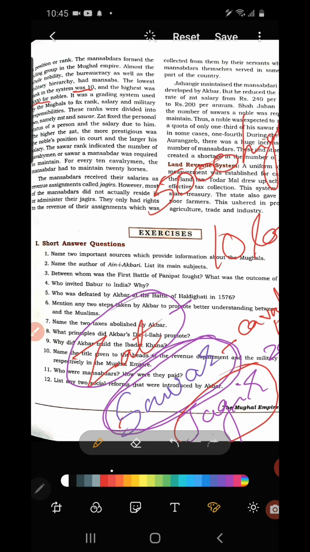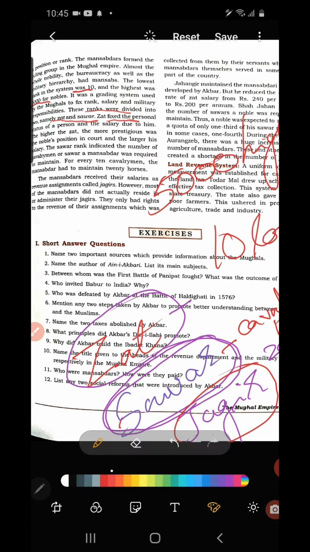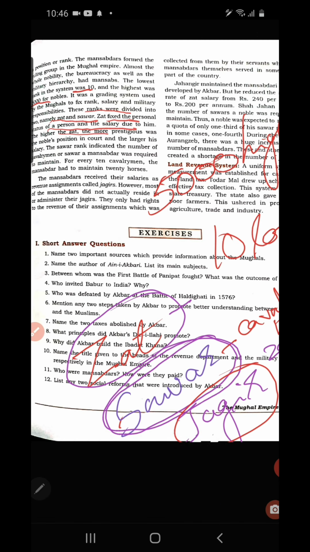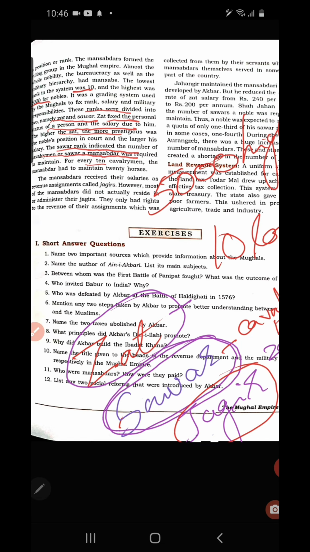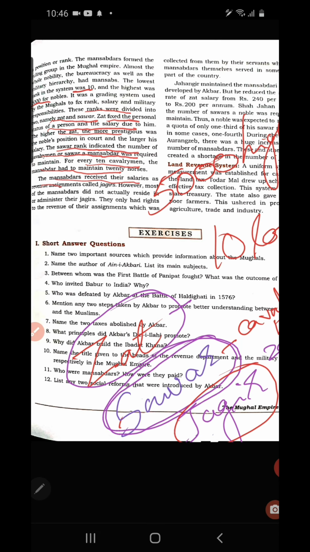Here are the points you have to go through. The ranks were divided into Zat and Sawar. Zat fixed the personal status of a person and the salary due to him. The higher the Zat, the more prestigious. The Sawar rank indicated the number of cavalrymen a mansabdar was required to maintain. For every 10 cavalrymen, the mansabdar had to maintain 20 horses. Then mansabdars received their salary as revenue assignments called Jagir.